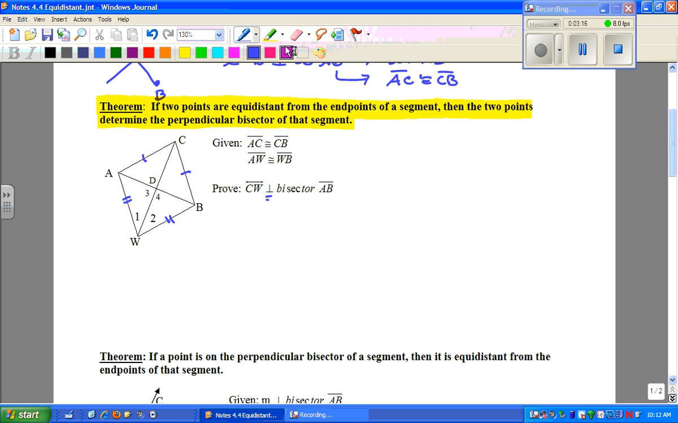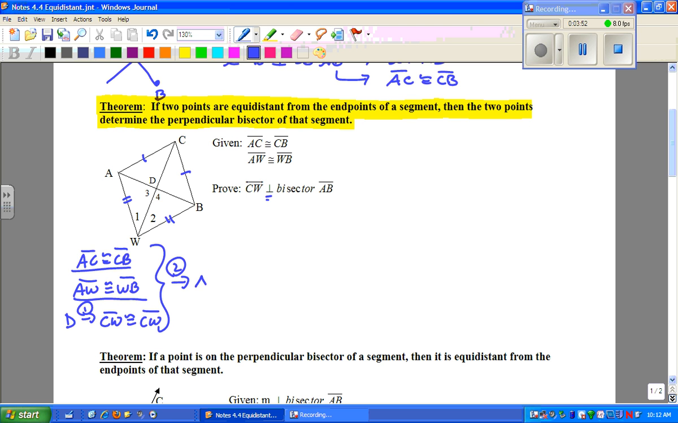So as of right now, what can we do? We can prove triangle ACW over here is congruent to BCW, because you have side, side, and then what's special about CW? It is reflexive. So we'll start there with the two givens. AW is congruent to WB. And then we use reason 1 with his reflexive. CW is congruent to CW. We just proved reason 2, triangle ACW congruent to triangle BCW by side, side, side.